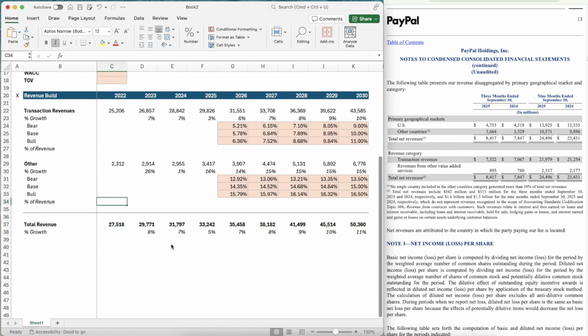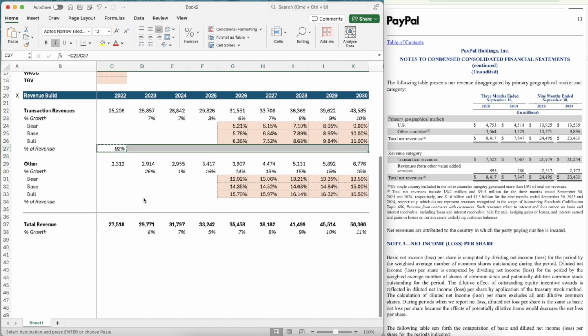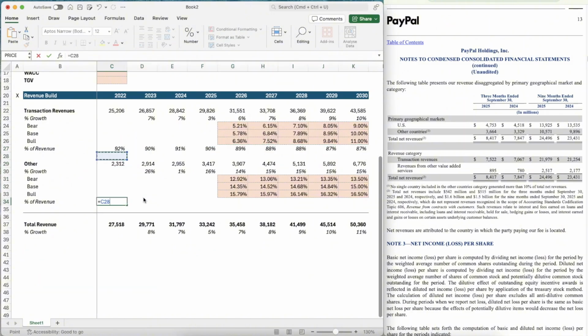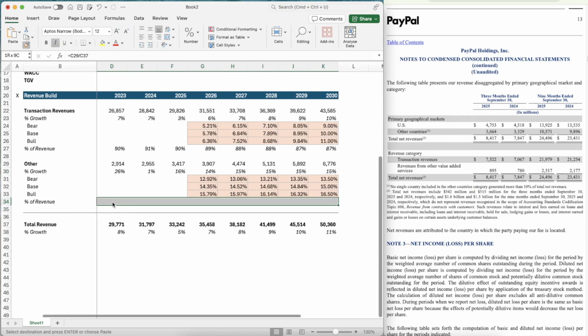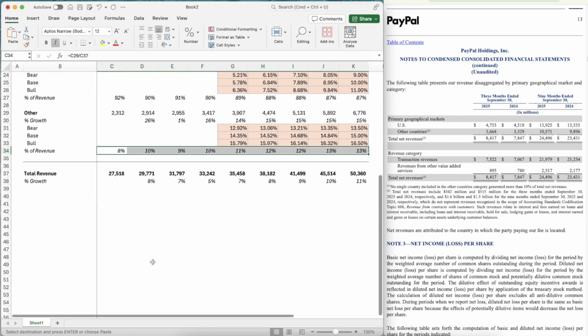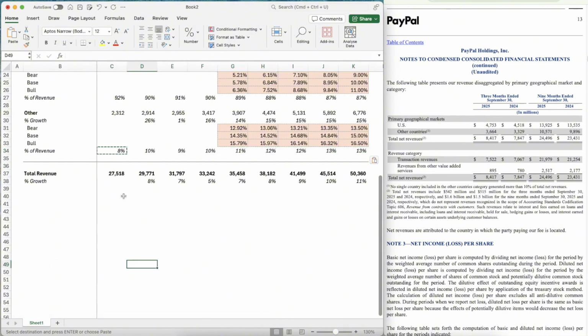Yeah, that looks good. If you want to know the percentage of revenue, all you do is go transaction revenues divided by the total revenue. You do the same for the other segment. Okay, yeah, that looks good. That's the revenue build done.